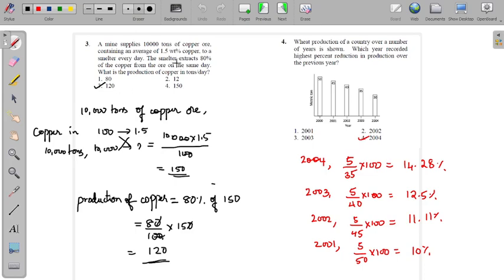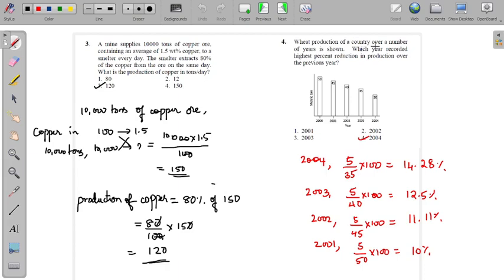We have to find out, the smelter extracts 80% of the copper from the ore on the same day. So 80% of the copper. The copper availability in the ore is 150. So production of copper is nothing but 80% of that 150. So 80 by 100 into 150 gives you 120.